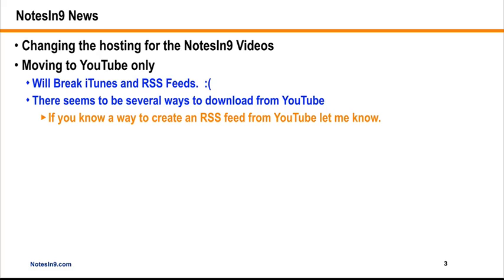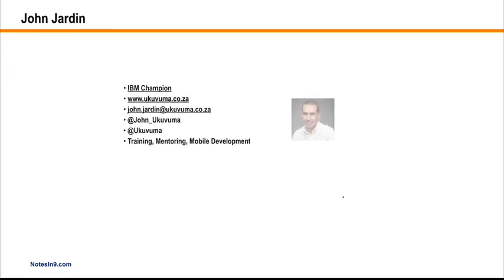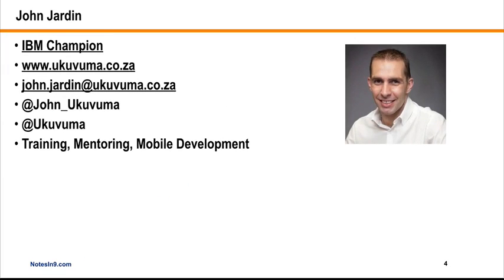Today's show, John Jardine, an extraordinary, talented IBM Champion, comes back on. We haven't seen him in a while because he's been busy working, I assume, but he is a tremendous asset in mobile development. He's done a lot with Bootstrap and XPages. He's in the South Africa region, and he's an expert at training and mentoring. If you need help, you would do well to give him a call.